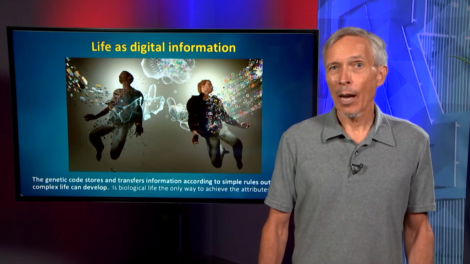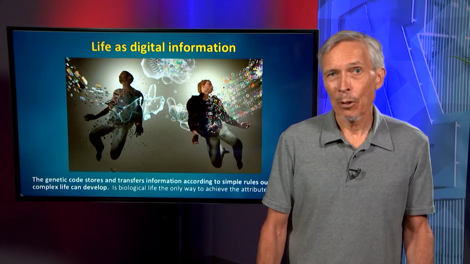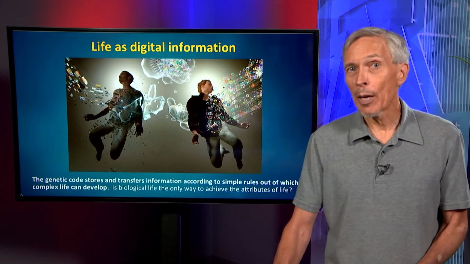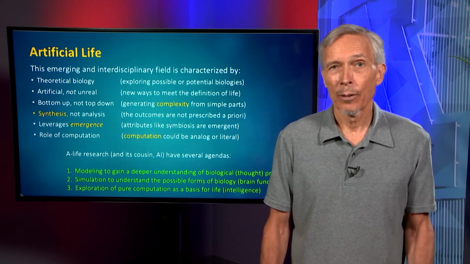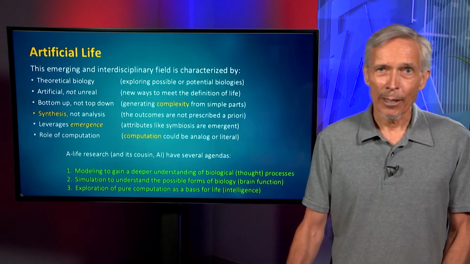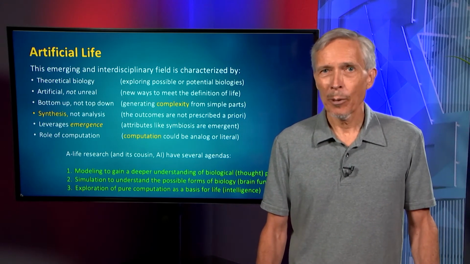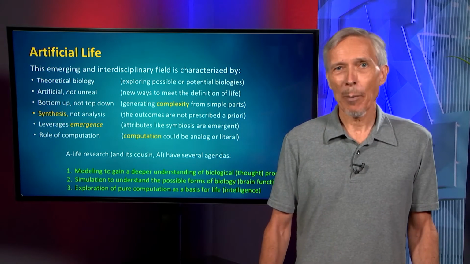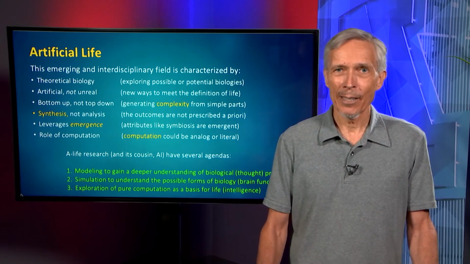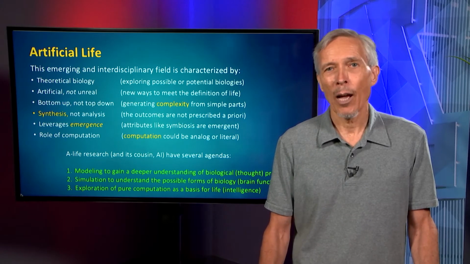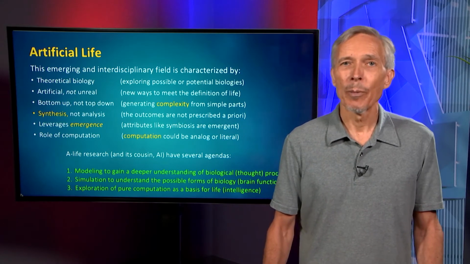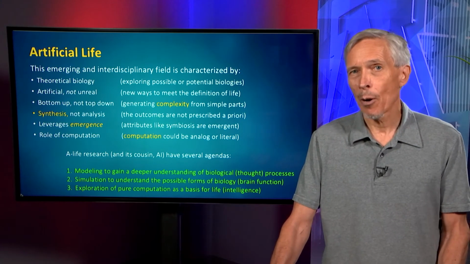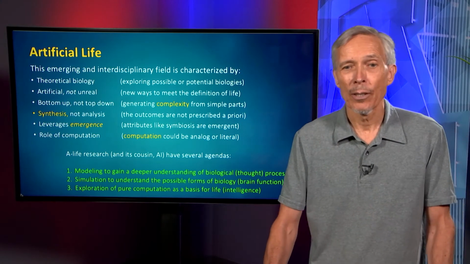So the question arises, is biological life as we understand it the only way to achieve the attributes of life that we think are essential? There's a field of study that is a bit of a niche, interdisciplinary in nature, and not entirely reputable because of some of the wild ideas that appear there, called artificial life. It's been around since the 1970s, since computers began to get powerful enough to do experiments and digital simulations.